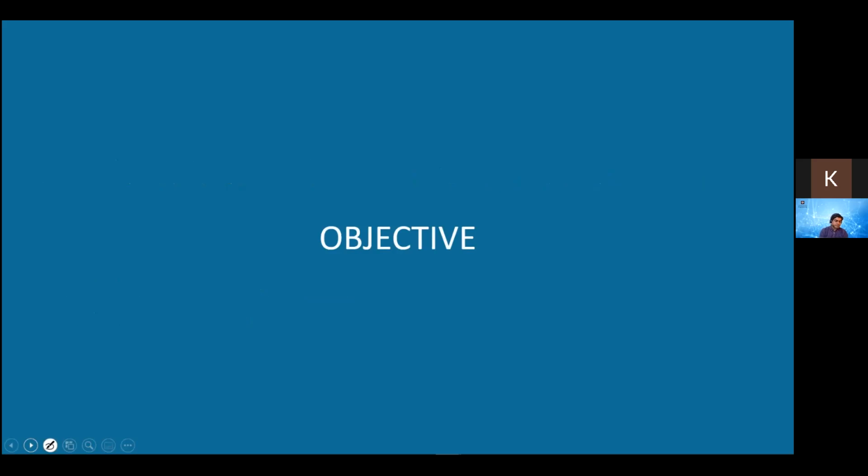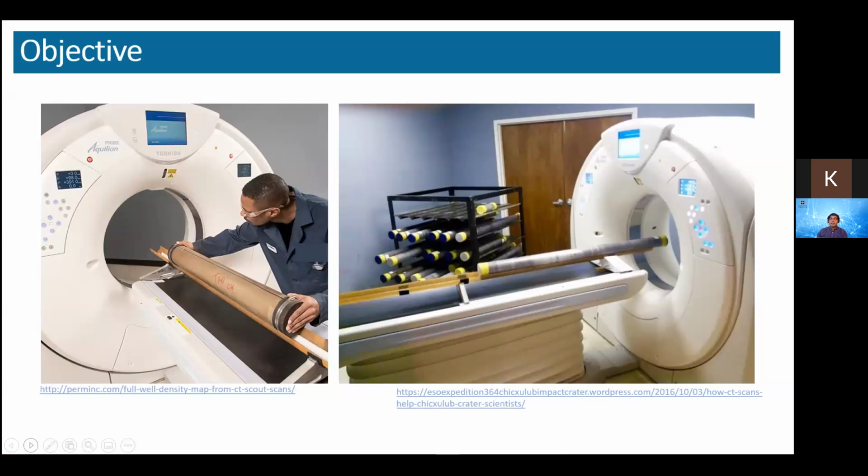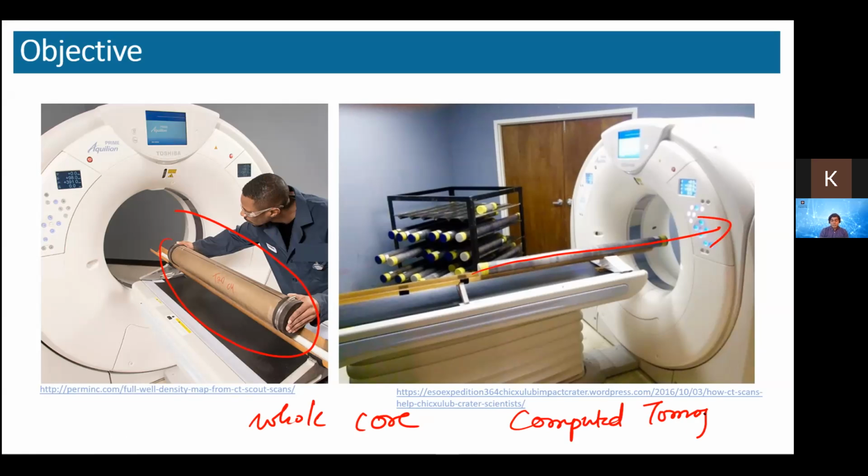So going ahead, what you see here is a CT scan device. This is a CT scan device, computed tomography. There is a rock sample. It's a cylindrical piece of rock brought from the subsurface. These are called whole core. And these whole cores are inserted into the CT scan and we perform computed tomography.